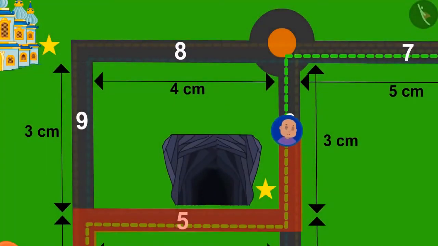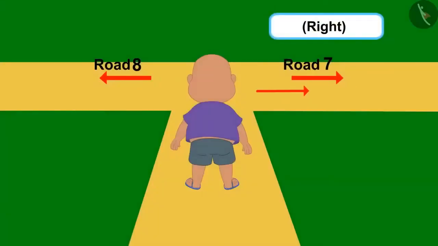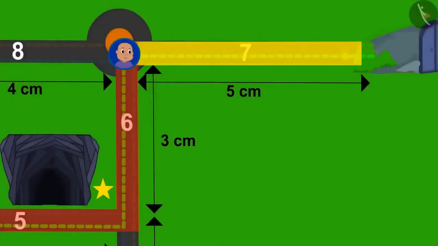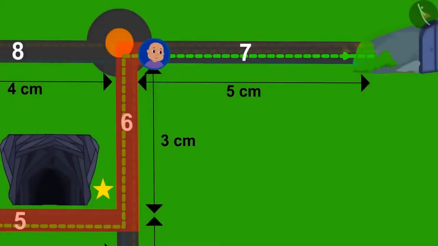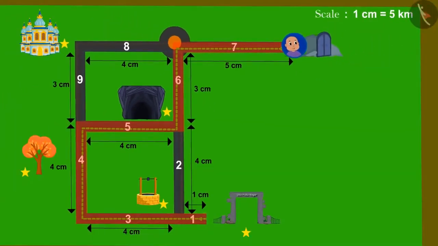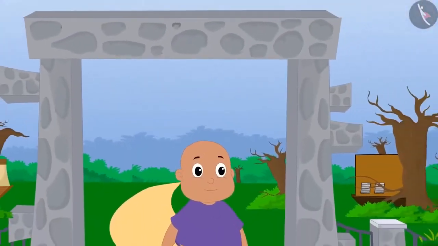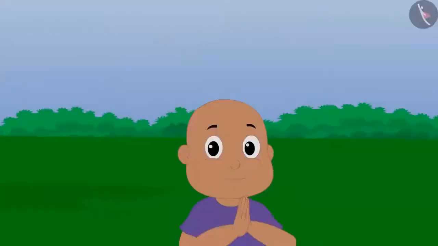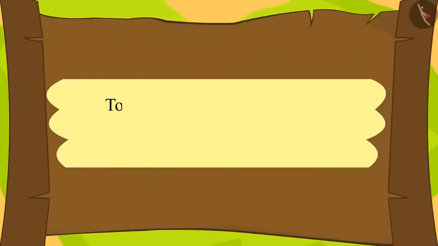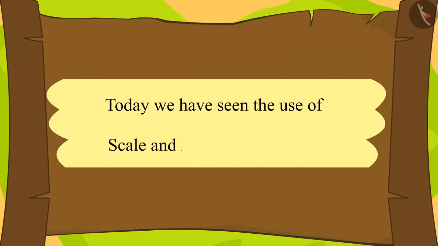Bablu ran fast and crossed road number 6. Now, which road will he take after turning right? Road number 7. Bablu crossed road number 7 from the spot and reached the exit gate. Bablu came out of the gate and regained his strength. Kids, Bablu is thanking you for helping him. Children, in this lesson, we have seen the use of scales and directions in maps.